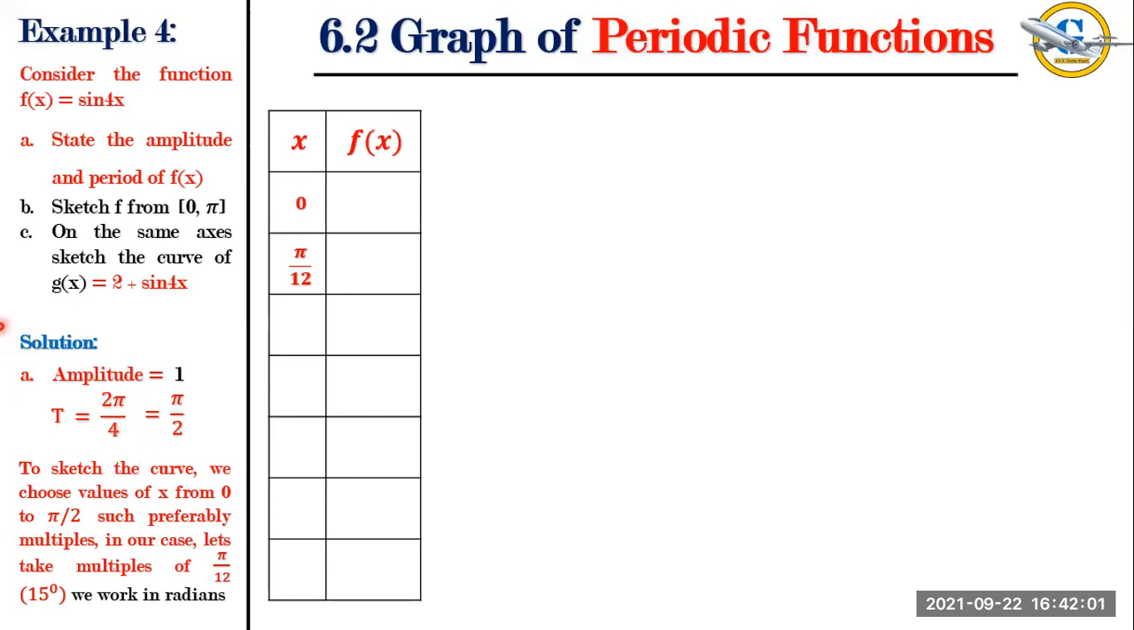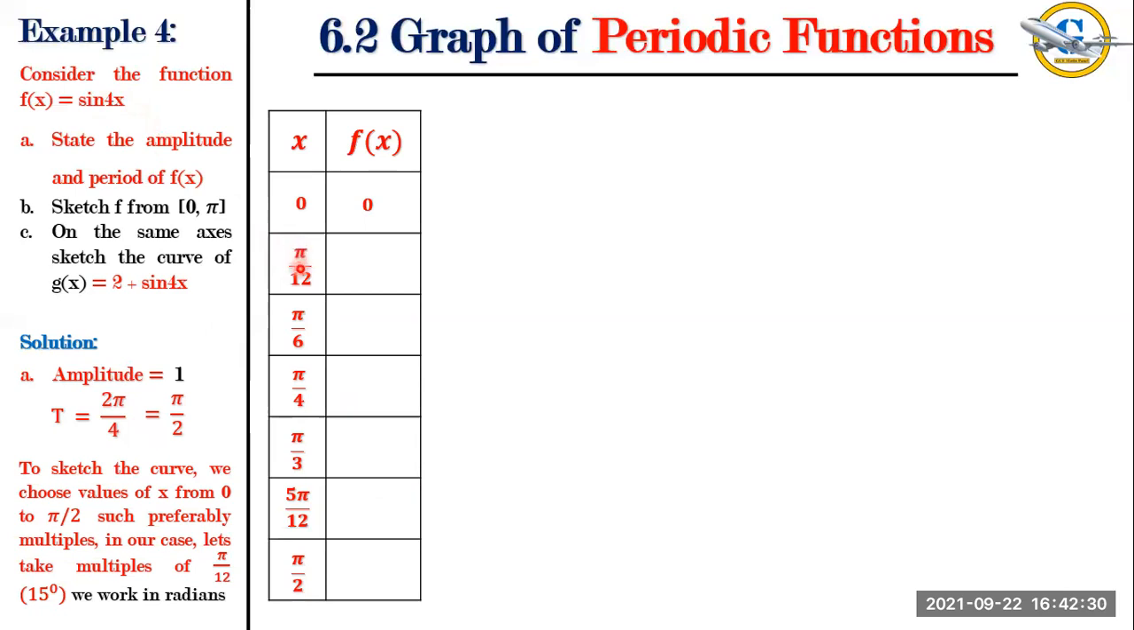So we have 0, pi on 12, pi on 6, pi on 4, and then pi on 3. The values are increasing, right? 5 pi on 12, that's 75 degrees, and pi on 2, which is 90 degrees. Now, when x is equal to 0, what is sine 4 times 0? 4 times 0 is 0, right? Sine 0 is 0. So f of x will be 0.